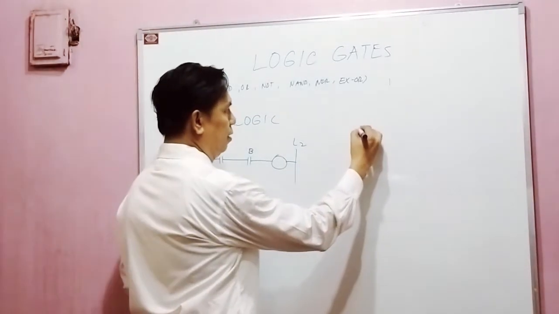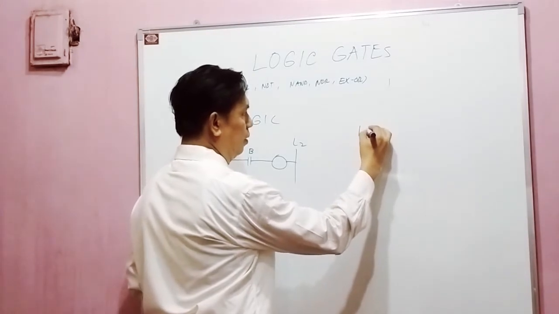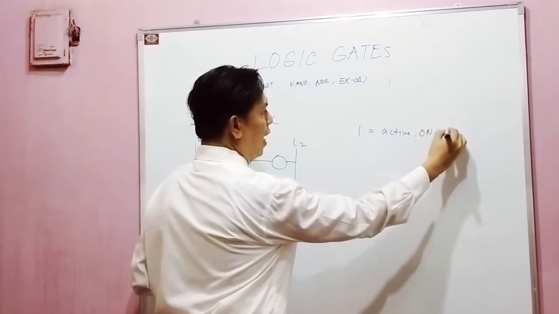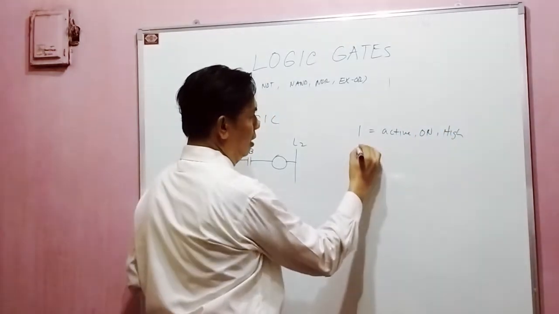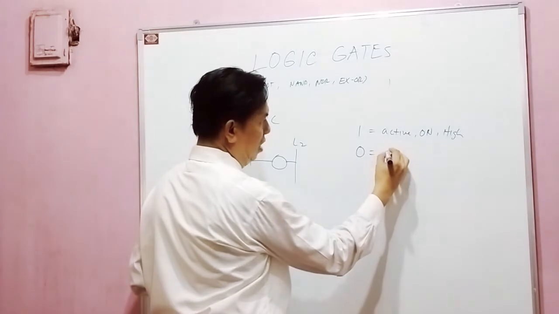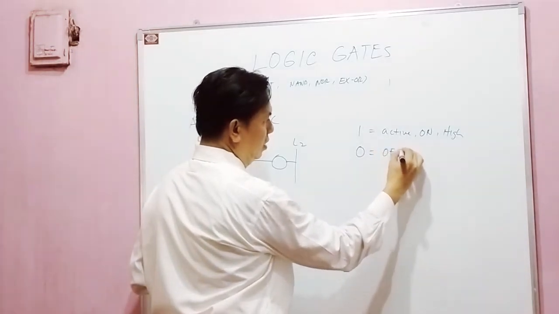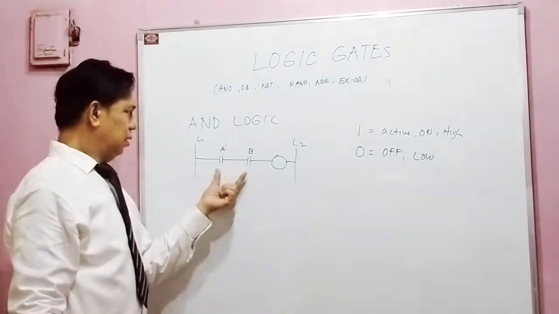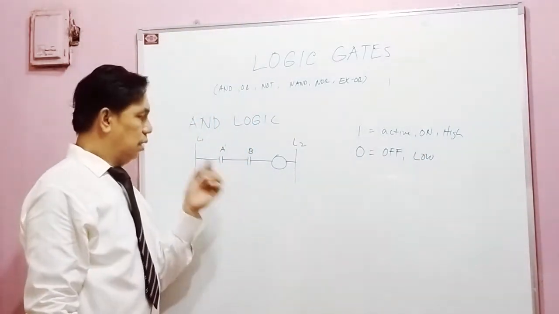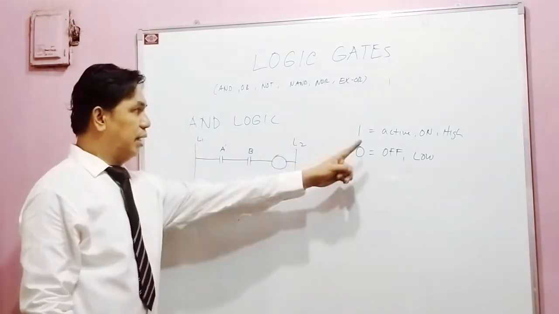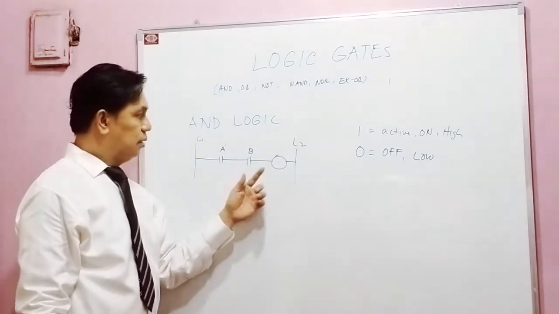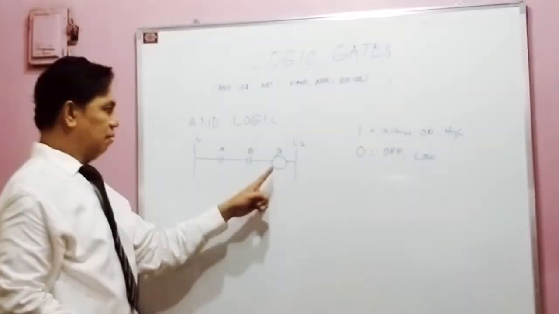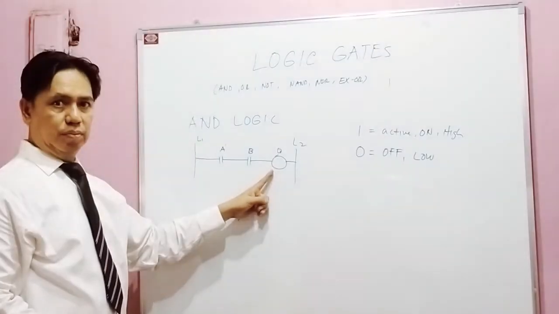So let us define, for example, 1 is the active or on or high logic, and 0 is like off. No, it's not active, or low. Meaning it requires both of the two inputs to become 1 or high so that we will have an output, let us say Q, to have 1 also.